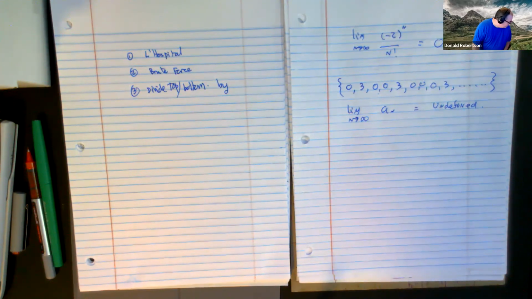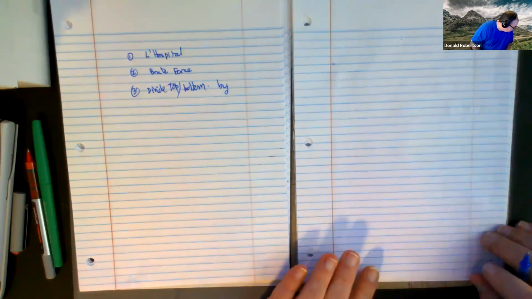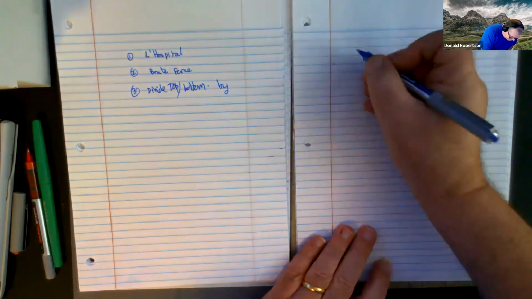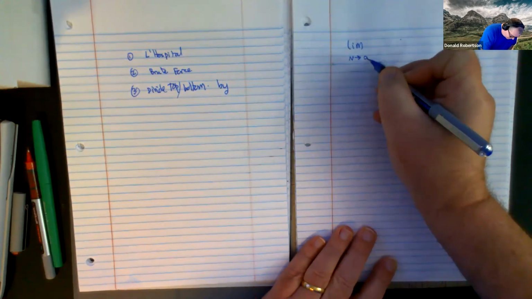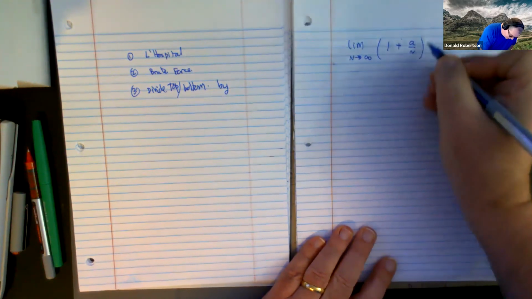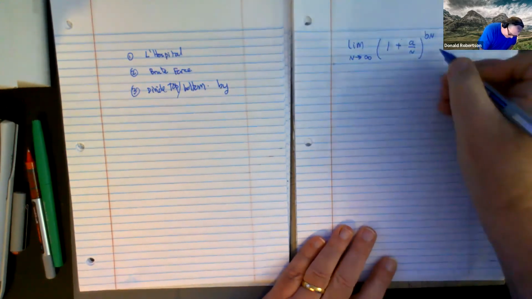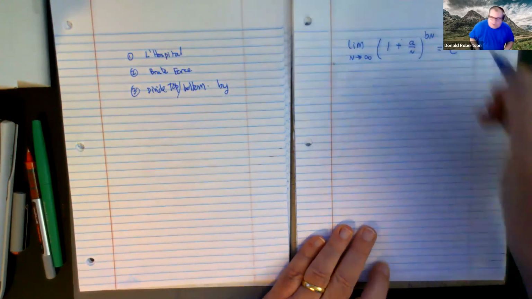Well, we got a few bits and pieces. I think I'm going to pick these ones out of the hat. Where's the first one? I'm about to tell you something that's true, and I'm making no attempt to prove it. The limit as n tends to infinity of 1 plus any number a over n, raised to the power of b over n, is equal to e to the power of ab.